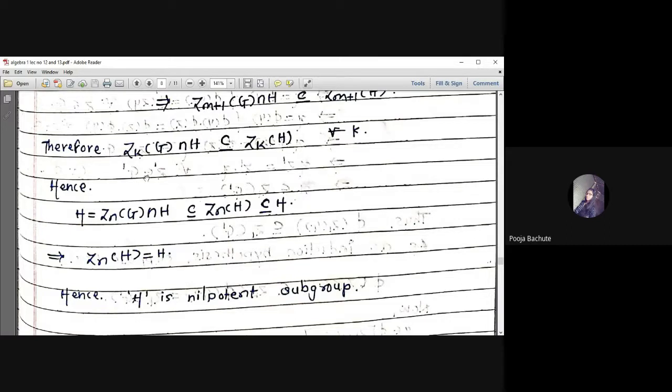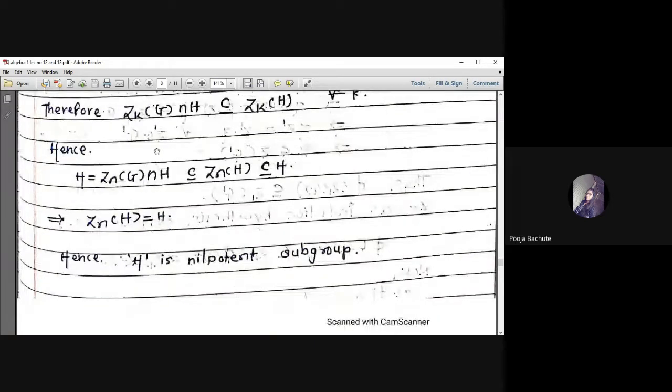ओके, therefore we have Zk of G intersection H is contained in Zk of H for all k. Okay, for any k this statement is always true. Okay, but look at here, what is the Zn of G intersection H? What is the value of this one?